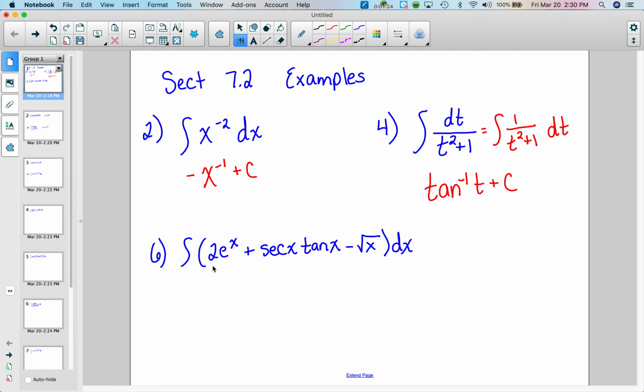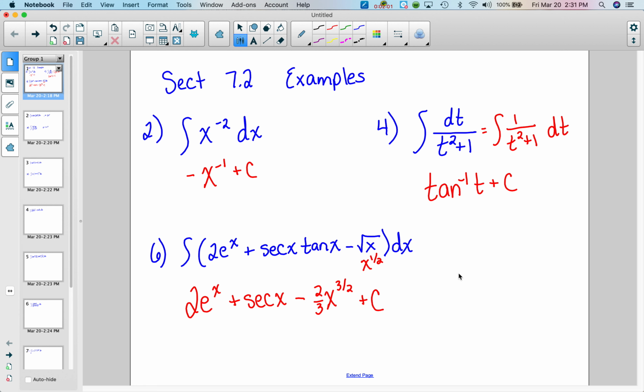On number 6, you're just going to do the antiderivative of each part. So the antiderivative of 2e to the x is just 2e to the x. The antiderivative of secant x tangent x is just secant x. Remember, the derivative of secant x is secant x tangent x. And then this is x to the 1/2, so you increase the power by 1 and divide by the new power, which means you would multiply by 2/3, and then we have plus a constant.